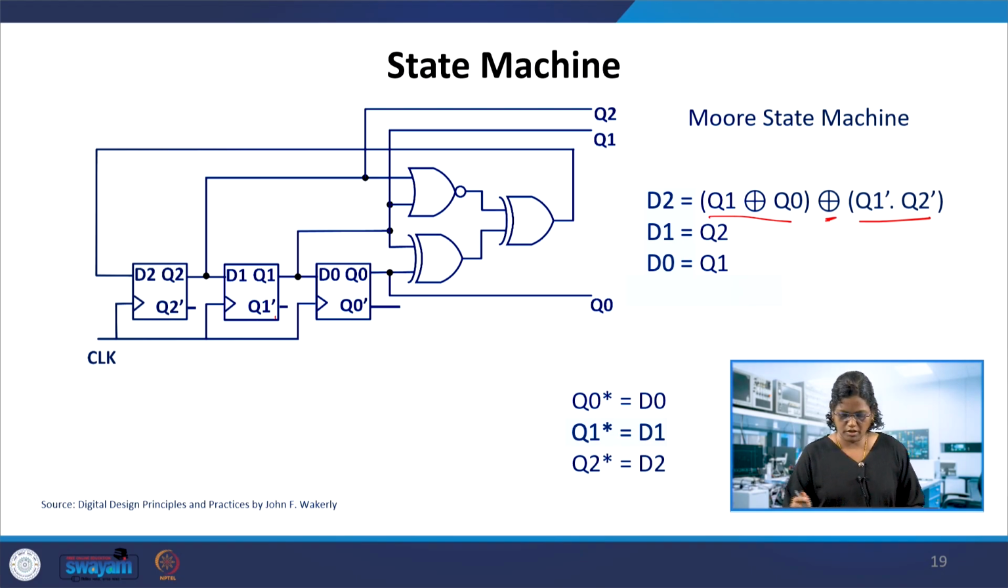So for the D2 expression, we would like to have this. D2 is this bit, which gives D2 here. D1 is Q2, and here this is D0, which just changes the order: D0 equals Q1. Of course, Q0 star is D0, Q1 star is D1, and Q2 star is D2. Here only the expression of D2 comes from here. So that is the logical expression we have.